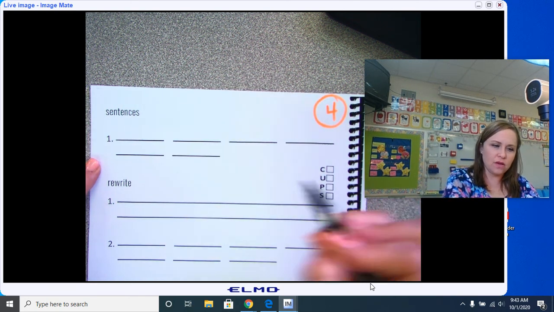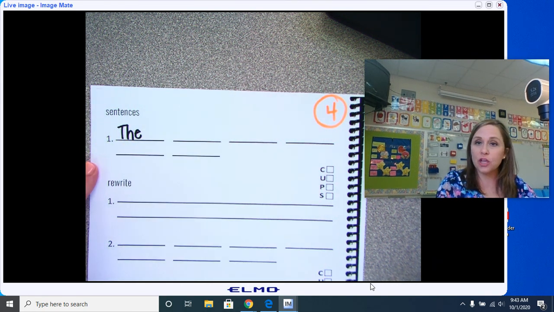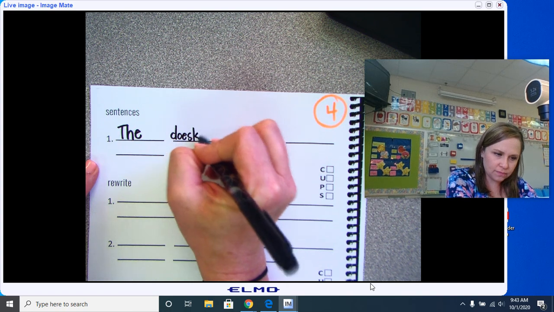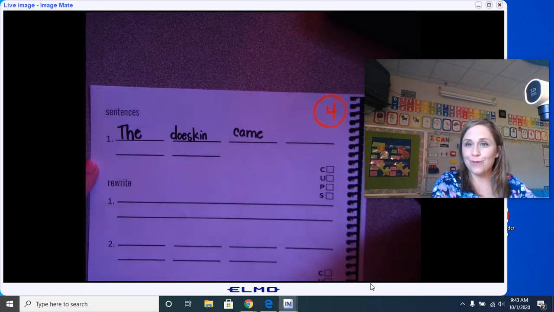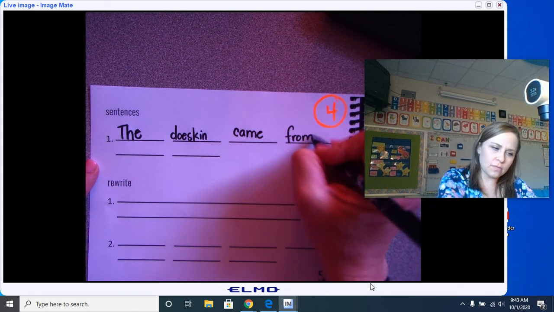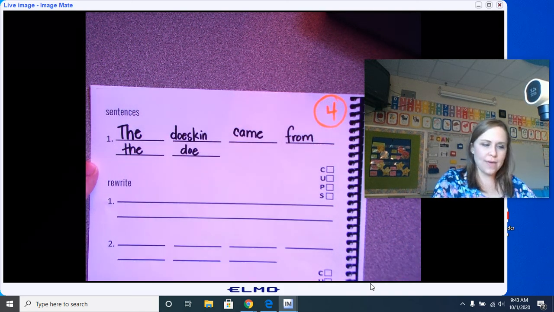CUPS is here. First letter needs to be capitalized. The doe skin, compound word, came. Remember, you're writing this with me, and our lights just went out. From the doe. Okay, am I finished?